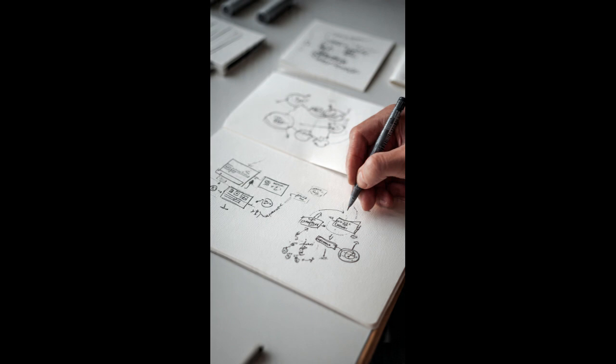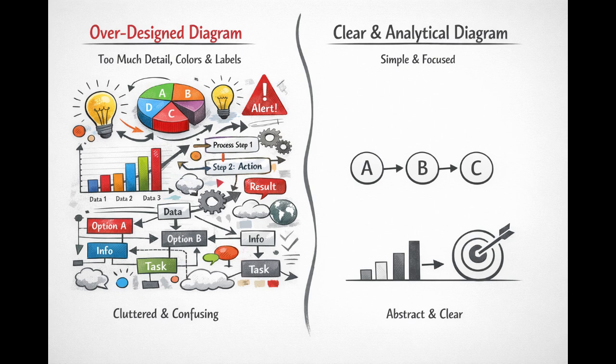Drawing effective diagrams requires restraint. Each diagram should communicate one clear message using minimal visual elements. Simplicity improves readability and strengthens design communication. Many students make the mistake of over-designing diagrams. Excessive colors, textures, and labels often hide the main idea instead of clarifying it.